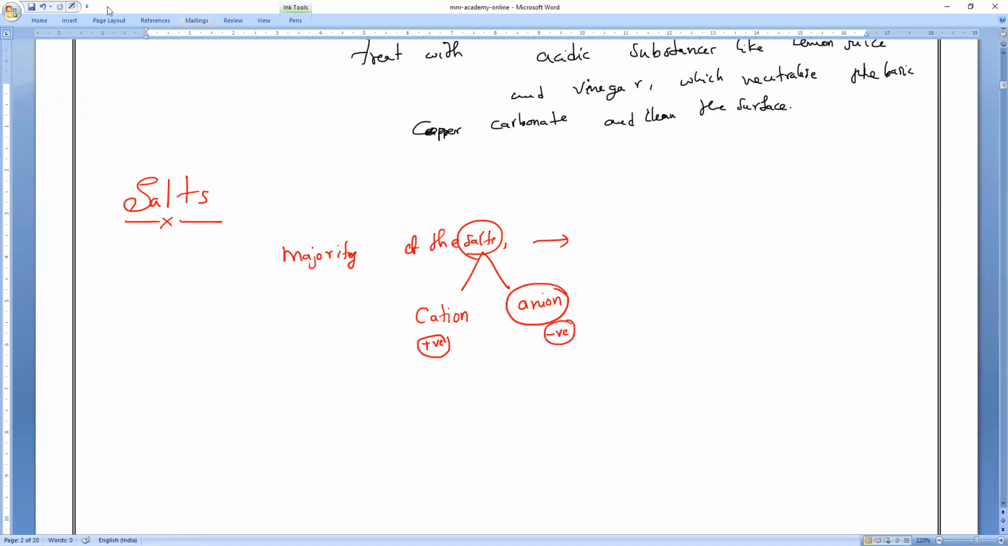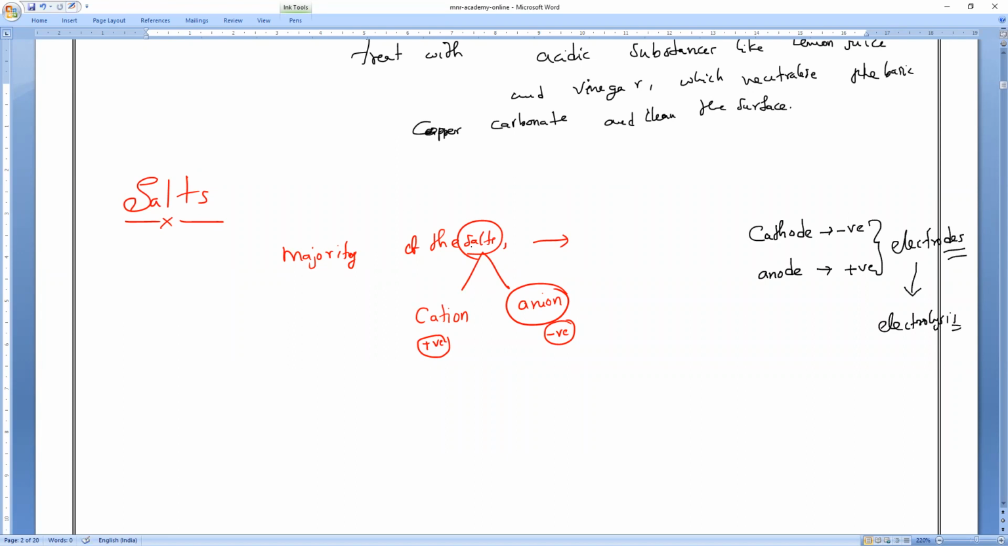But cathode is what charge? Cathode, electrode, negative charge. Anode is what charge? Positive charge. These both are called electrodes. So electrodes will come in which process? Keep it in mind.